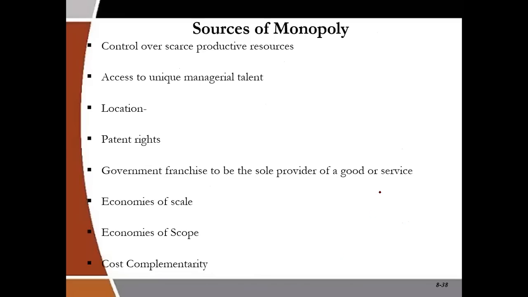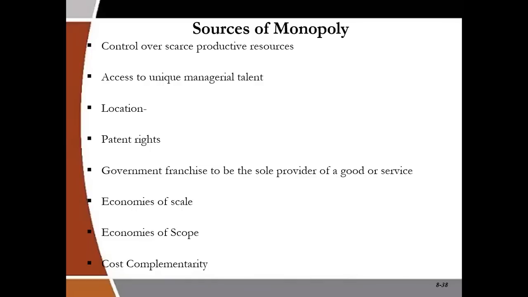What are some of the sources of monopoly power? What gives monopolists power to operate the way they do? Number one is control over scarce productive resources. Of course, if a firm has control over resources that are scarce and unique, which means that no other firm can have access to that resource, it will make the firm a monopolist because it's the only one who can produce a special type of good out of that resource.